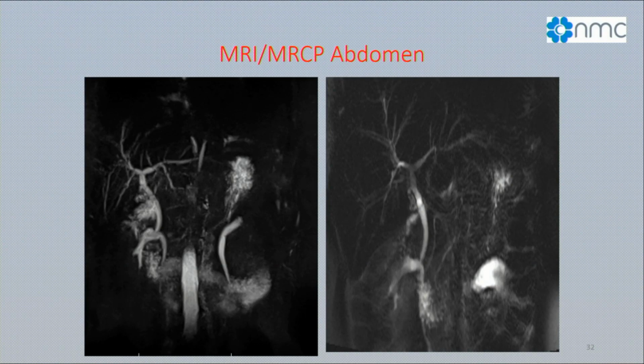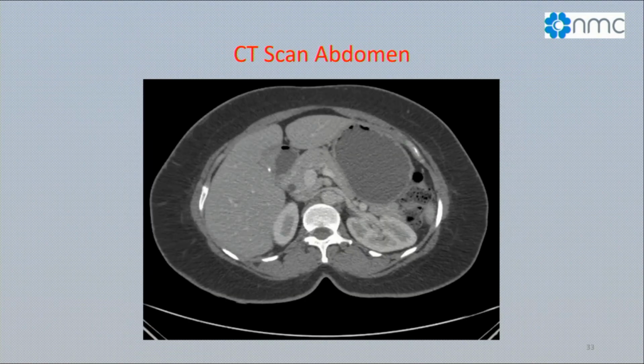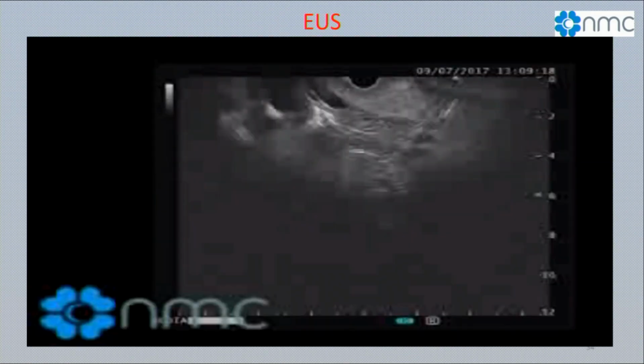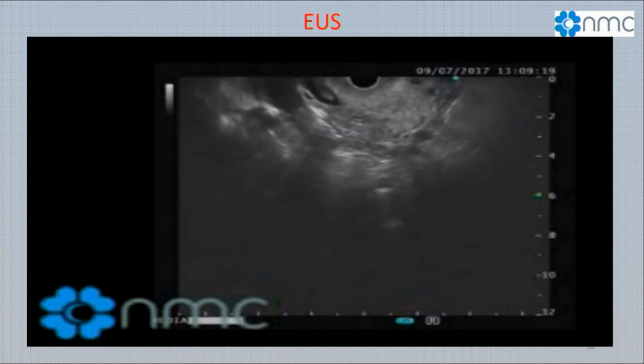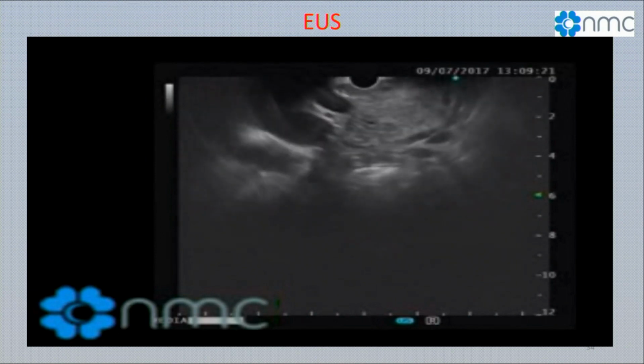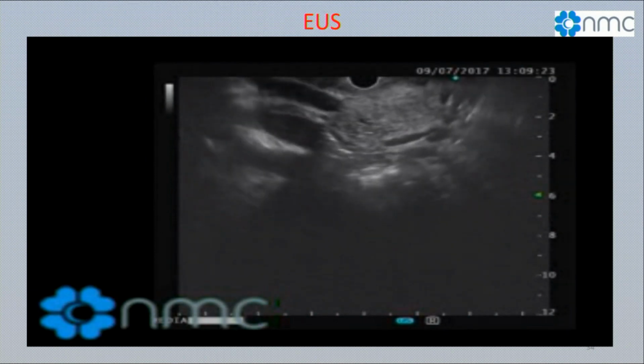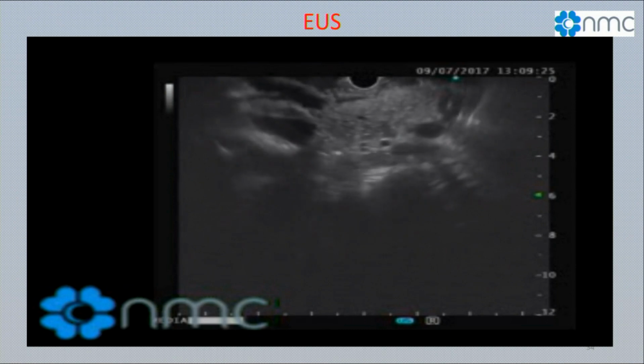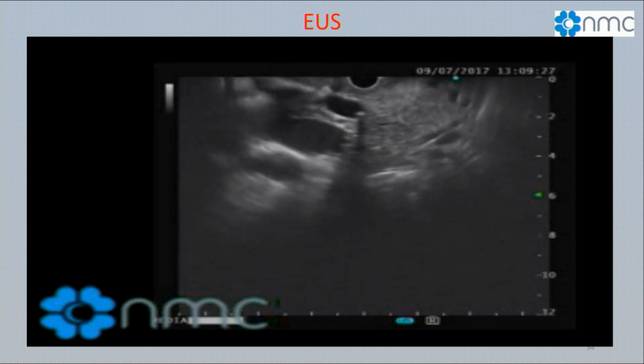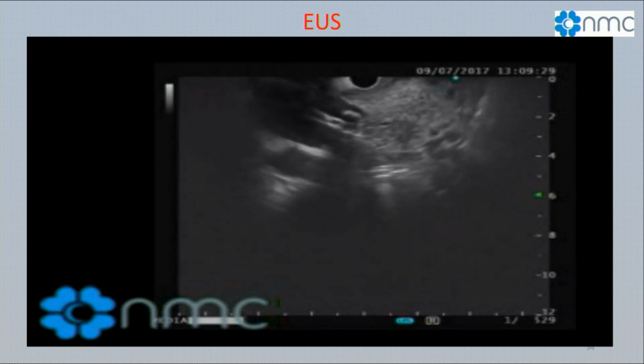So we did the MRCP for this patient, and you can see that the CBD is mildly dilated, but there is no stone seen in this patient. The patient had a CT scan also, which also did not reveal any stone. But the patient continued to have pain. She came to the ER, and we did an EUS for this patient, and as you can see, there's a small stone in the lower part of the CBD, which is casting a shadow.